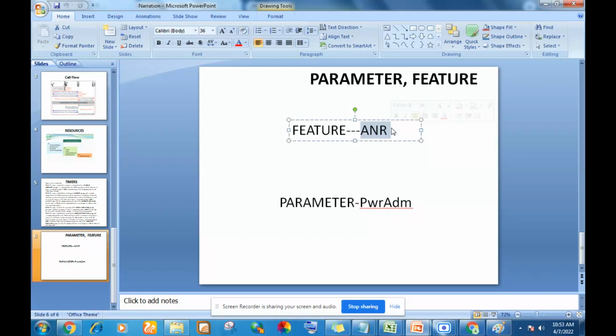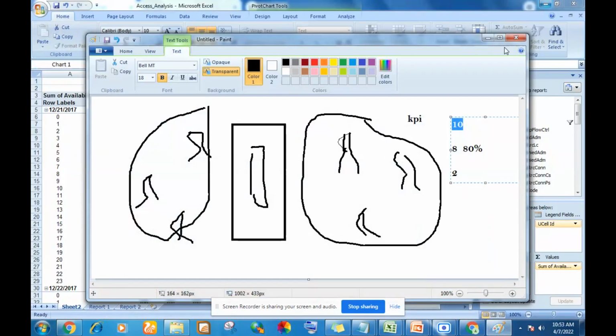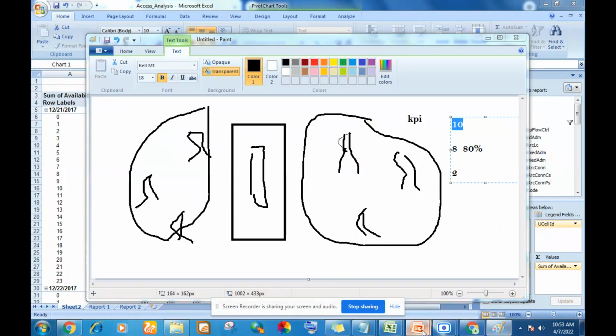So it's your work as a KPI engineer to learn about these features. They are very, very important. You need to know features that you can set that will alter the behavior of cells in an RNC.